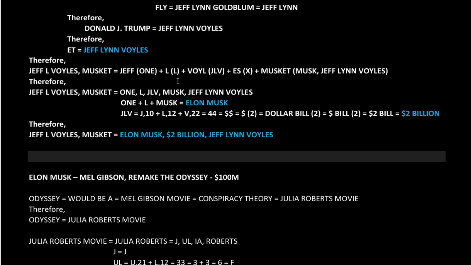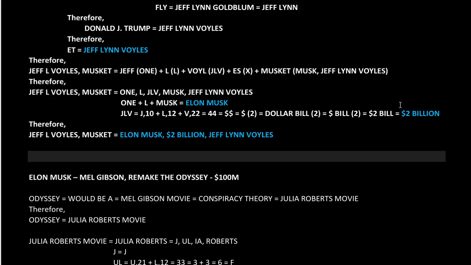Okay, Jeff Lynne Voiles Musk. JLV is going to be changed next. Those JLV add up to 44. Type 44 with the shift key to get two dollar signs, which can be expressed as a dollar sign followed by the number 2 in parentheses. Dollar sign can represent a dollar bill, or a dollar bill can be represented by a dollar sign. Therefore, the dollar sign followed by the number 2 becomes dollar bill followed by the number 2. Change the word dollar to a dollar sign. Now you get dollar sign bill followed by the number 2. Rearrange those to $2 bill.